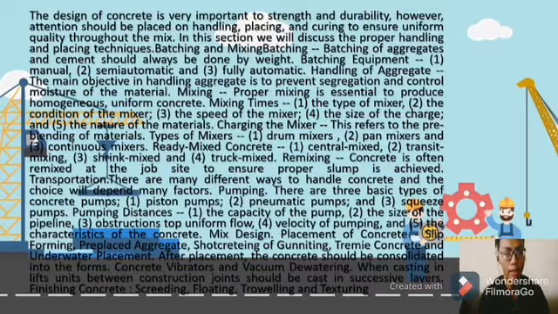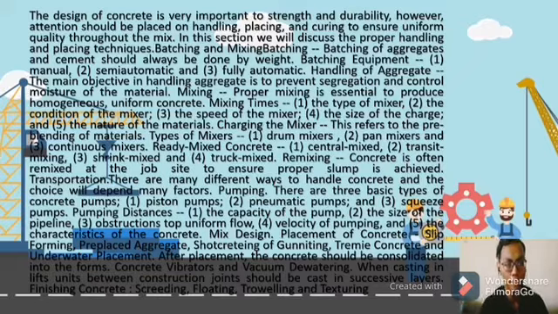After that, mixing. Proper mixing is essential to produce homogeneous, uniform concrete. And then mixing time. The optimum mixing time depends on several factors. First, the type of mixers. Second, the condition of the mixers. Third, the speed of the mixers. Fourth, the size of the charge. And fifth, the nature of the material.